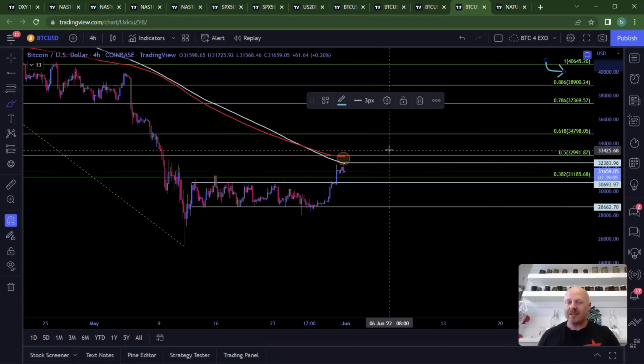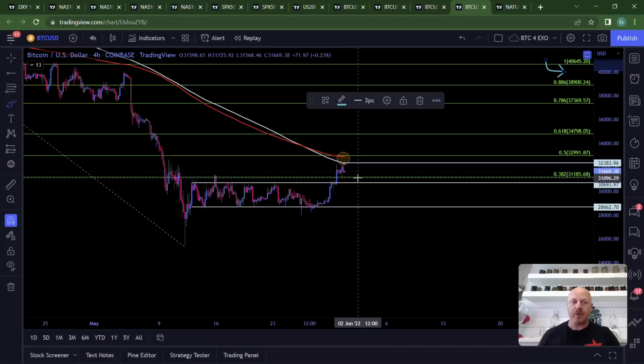I'm giving you the bias based on the trading techniques that I've utilized now over the last 20 years, and I'm just sharing that with you. So right now, this is bullish. What Bitcoin is still doing is very bullish, and I'm looking for more upside, to be perfectly clear.